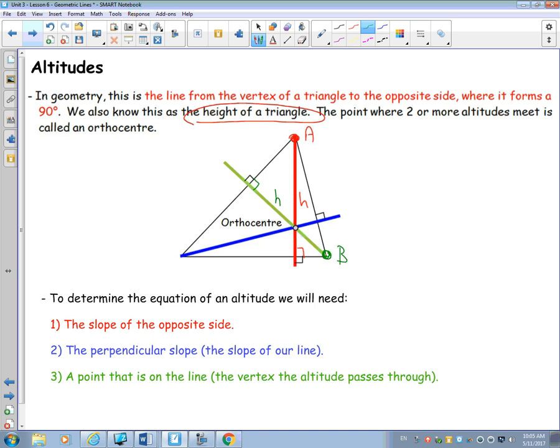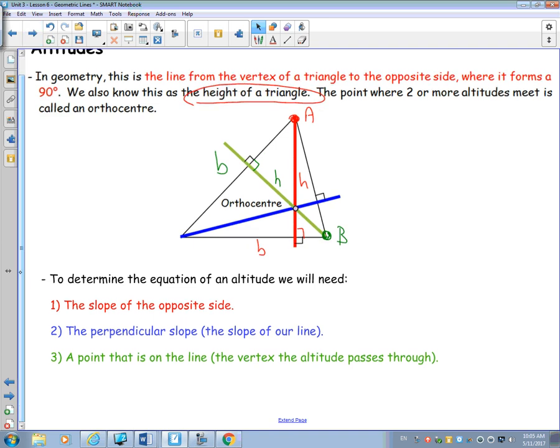But the idea of area, base times height divided by 2, well, this would be a different base compared to this being the different base, depending on the situation you have. We're not going to worry about area today. We're going to be worried about finding the equation of the line that represents the height, or in other words, the altitude. So to do this, 3 steps.